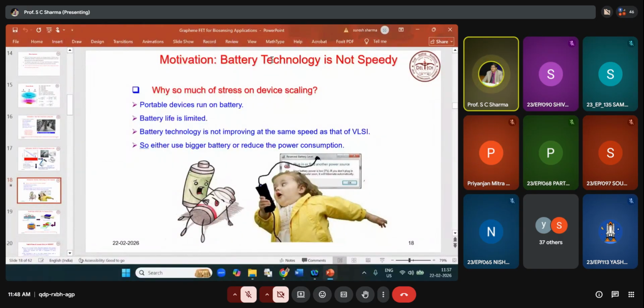Now, battery technology is not speedy. Why is so much effort on device scaling? Portable devices run on battery. Battery life is limited, and battery technology is not improving at the same speed as that of very large scale integrated circuits, VLSI. So either use a bigger battery or reduce power consumption.